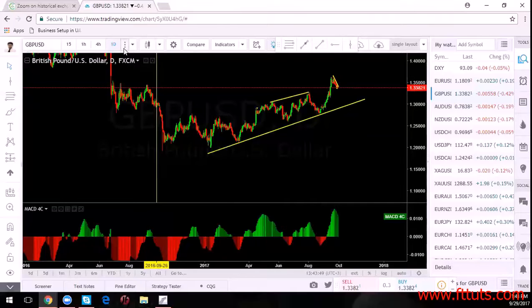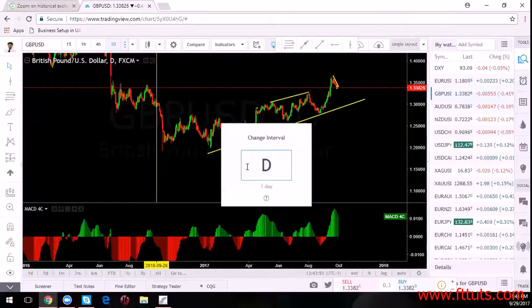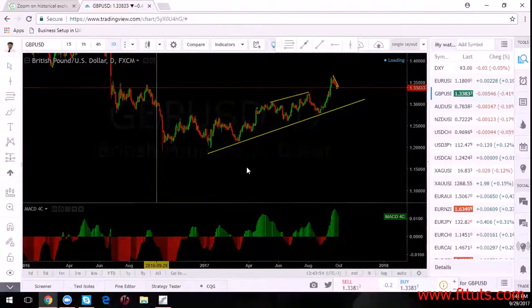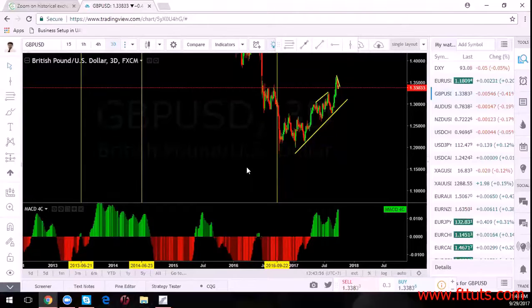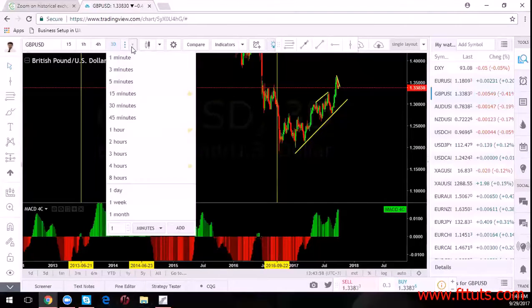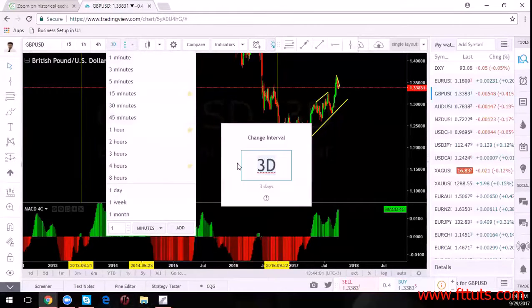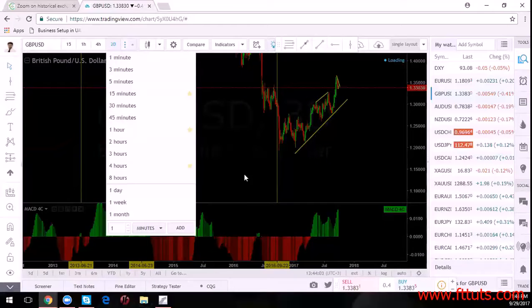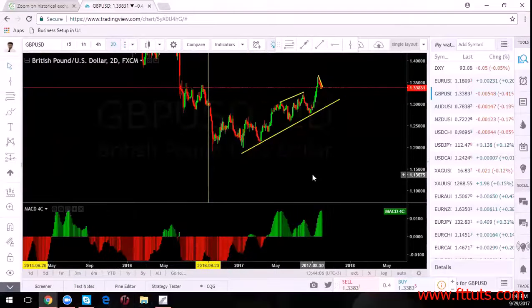What do we do? Filter between daily and weekly. 3 days. Let's go. 3 days, still one piece. Let's go back. 2 days. How many pieces we have now? 3 pieces. See how easy it is? You could count how much you want, but there's 3 pieces in there. Let me show you them. Look how easy and how accurate it will be. An impulse, a correction, and an impulse.